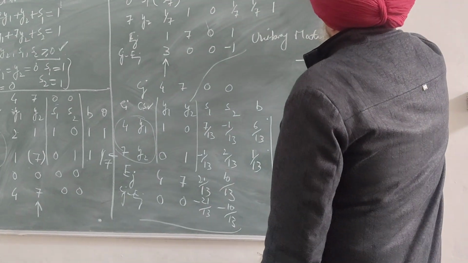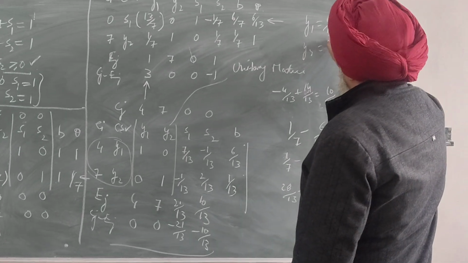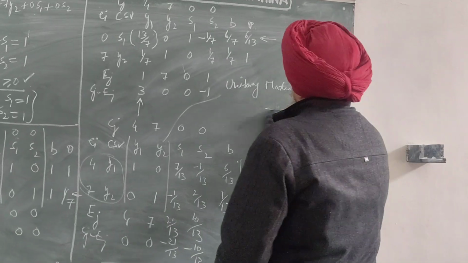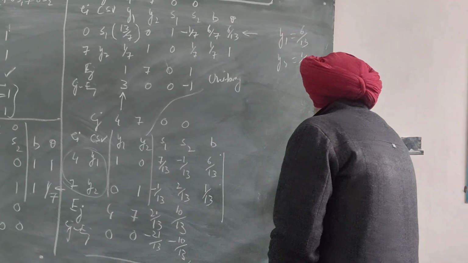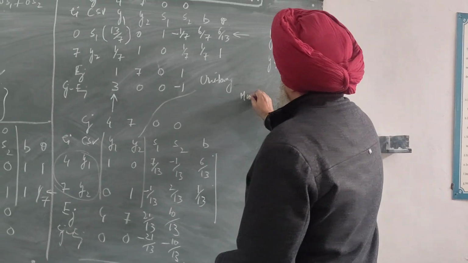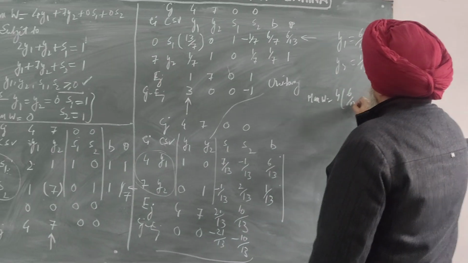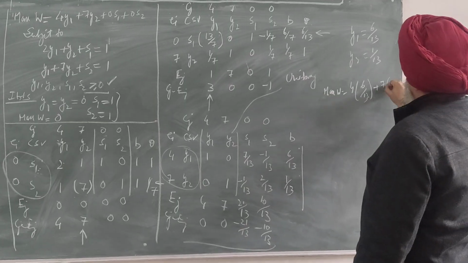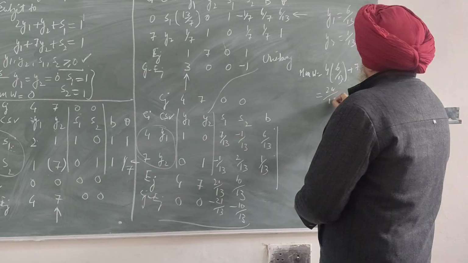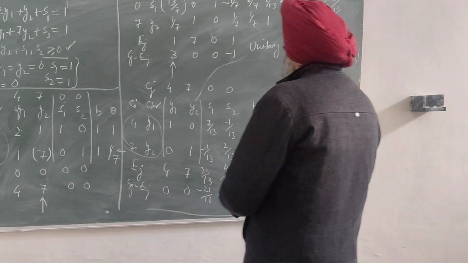What is the value of y1? y1 is equal to 6/13. y2 is equal to 1/13. When you substitute it here, this is maximum W, that is 4 into 6/13 plus 7 into 1/13. Clear? This is 24/13. This is 7/13. This is 31/13. And the last step.